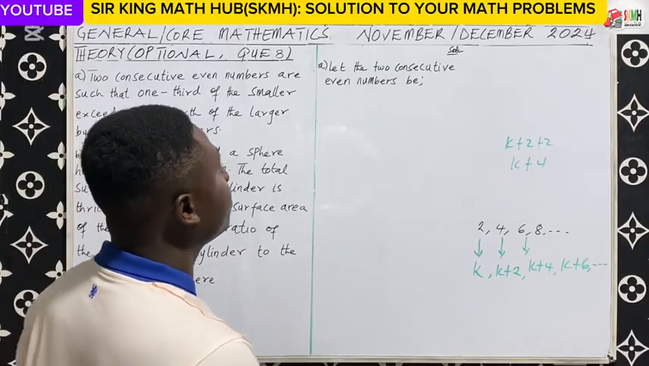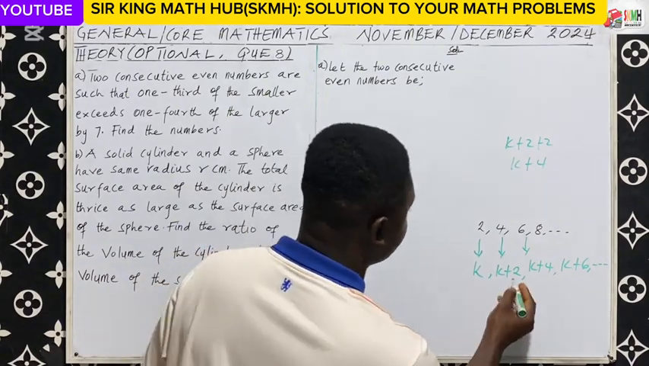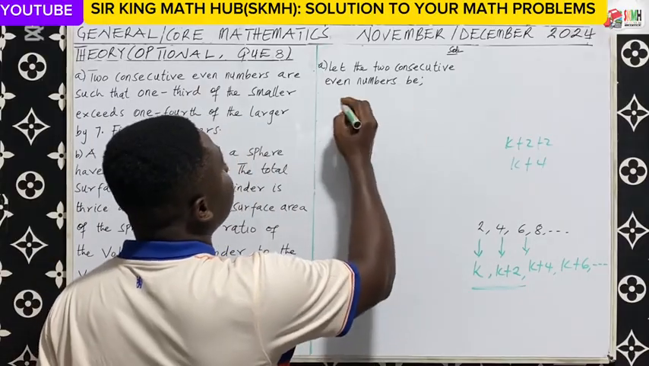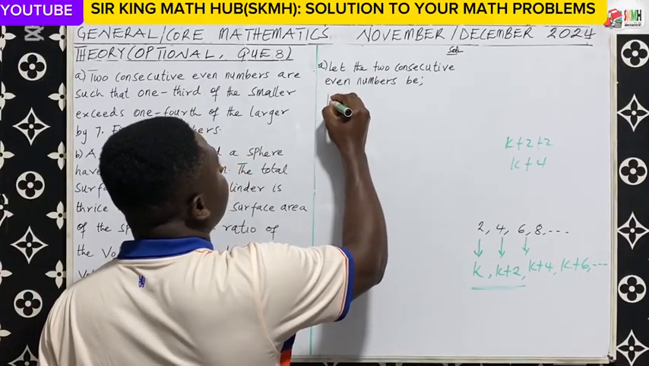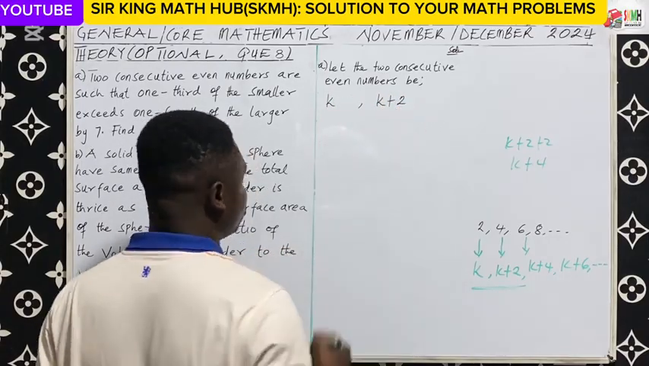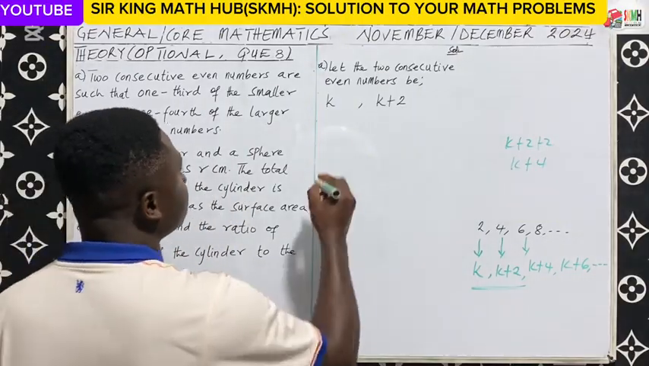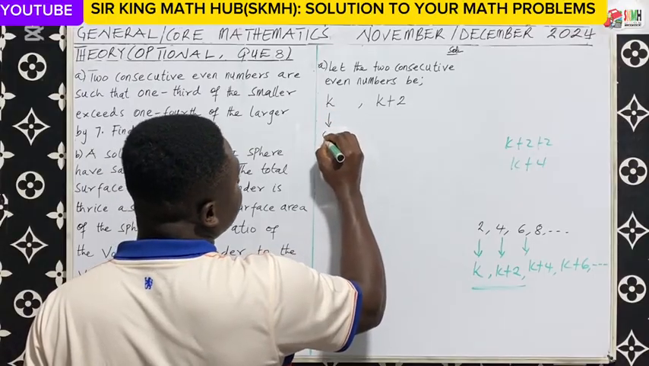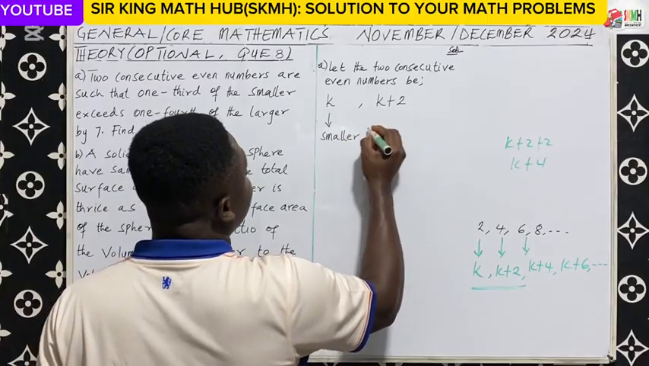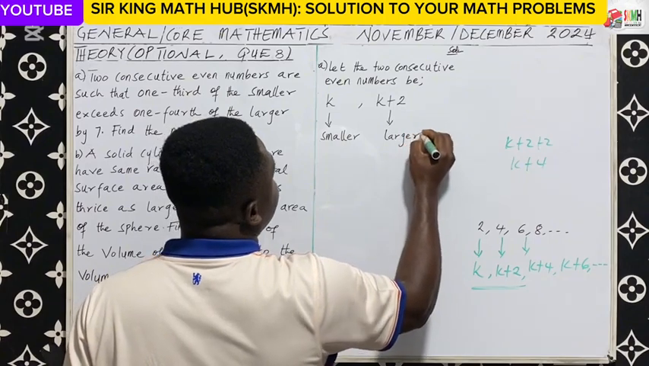But since we are looking for two consecutive even numbers, we should focus on the first two. So we can represent the two consecutive even numbers as k and k plus 2. Between k and k plus 2, which one is the smallest? Obviously k will be the smaller, and k plus 2 will be larger.